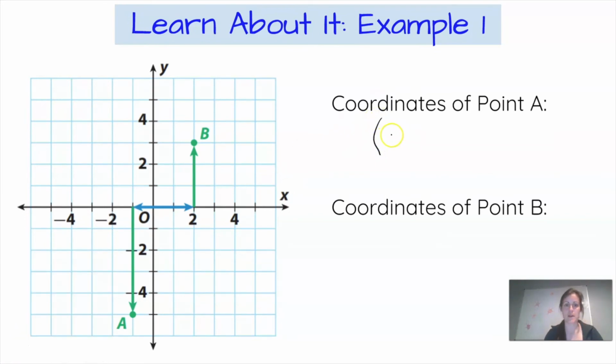So my ordered pair is -1, -5. Those are the directions to get to point A from the origin. Now let's take a look at point B. Point B is located in quadrant 1. If I start at the origin, I need to move 2 units to the right and 3 units up. So my directions will be 2, 3.